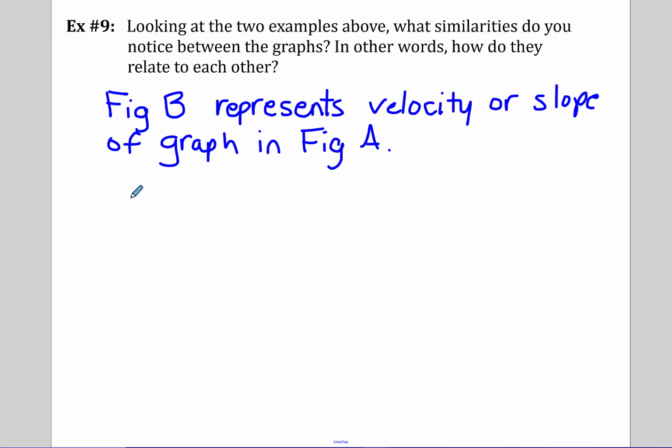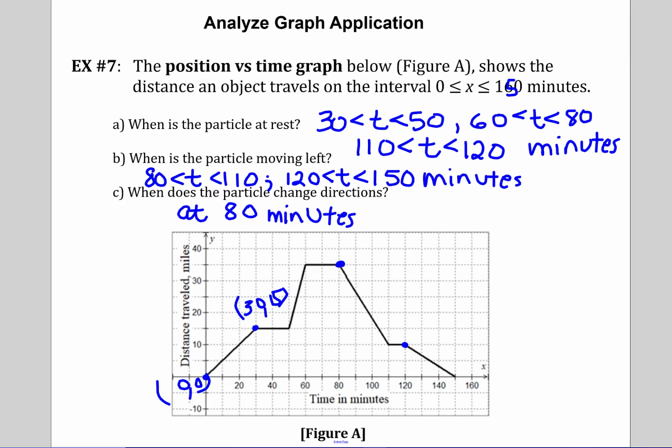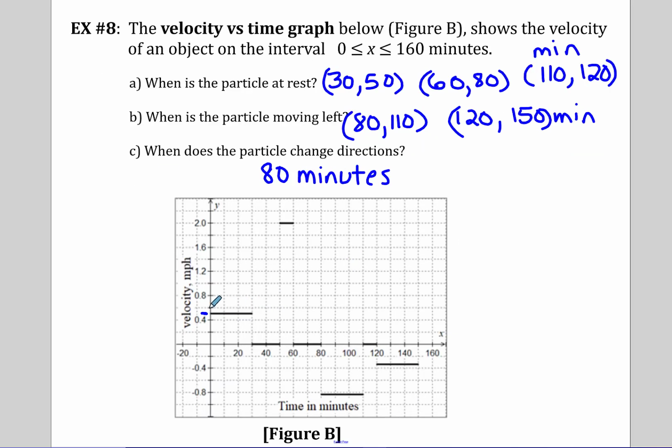And in figure B, the time is 0 from 0 to 30. It's the slope of A. Let's look at it. Whoop. Figure B, see how the velocity is constant? So from 0 to 30, the velocity is in miles per minute, and it's constant there.